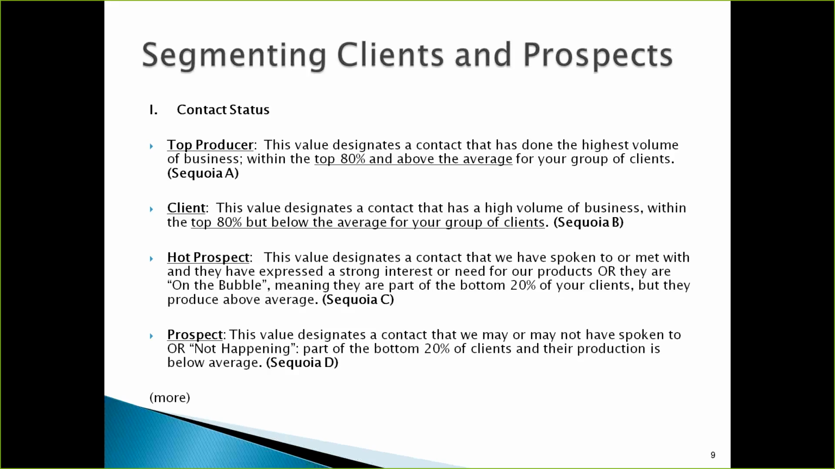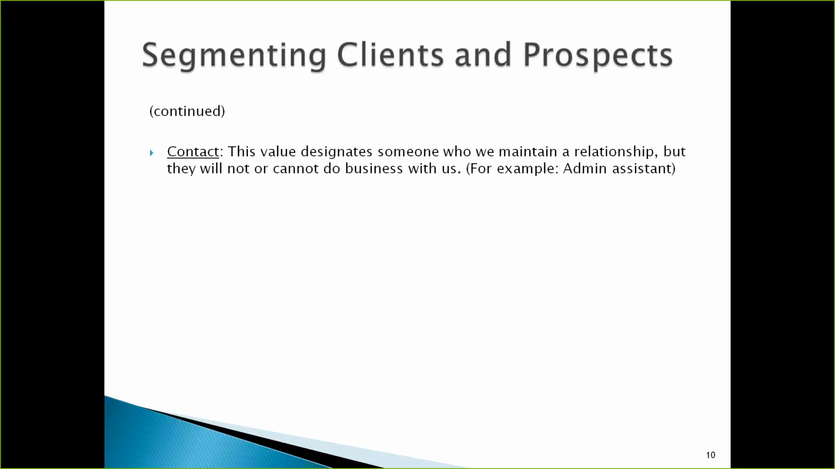And prospect, this value designates a contact that we may or may not have spoken to, and is not part of your client base. Basically, what you're talking about is the 20%. They're in the bottom 20% and they're below average production. In addition, a couple of other fields are a little less related to their sales production or potential ability as a prospect. We've got contact. This is basically a field you would use to designate somebody who we want to stay in touch with, that we want to be aware of, but that doesn't have the potential to be a producer.